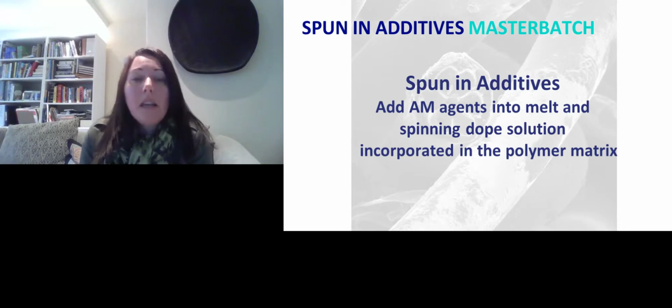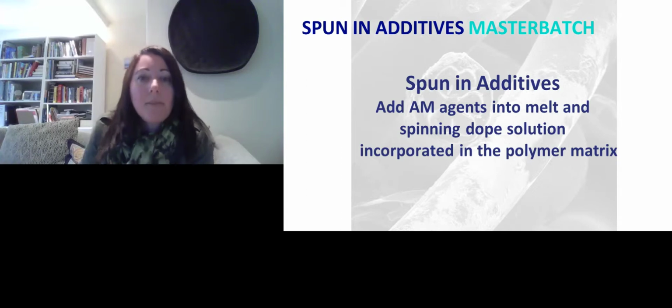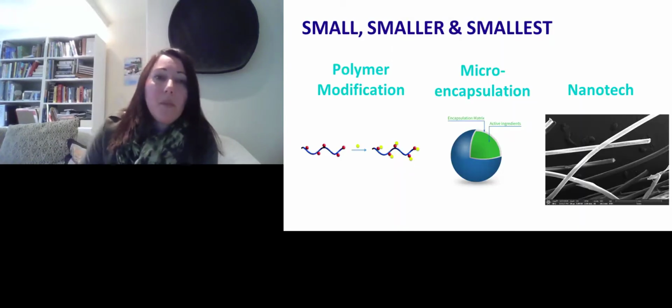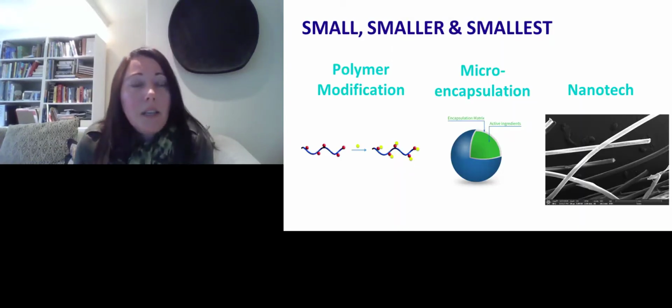And we can take these antimicrobial agents at the melt and spinning dope solution and incorporate them into the polymer matrix. So what does that mean? The polymer matrix is the polymer, and I do not have a PhD in polymerization, so do not quote me. We're all learning together. But the polymer modification can be applied at different stages.